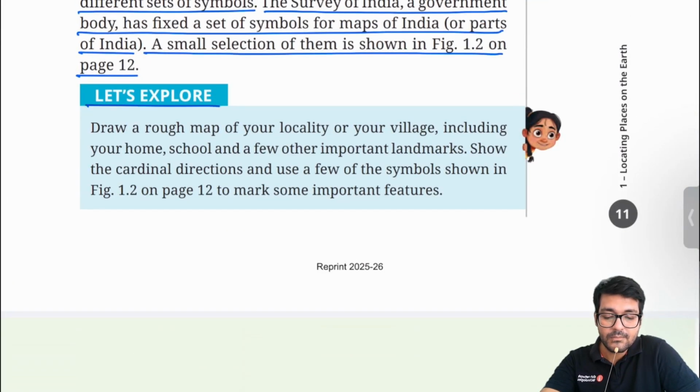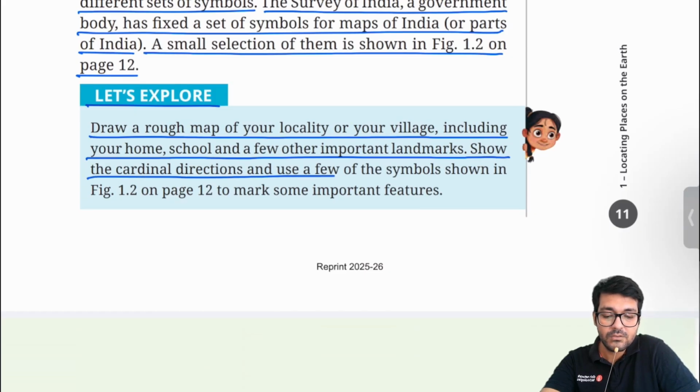Let's explore. Draw a rough map of your locality or your village, including your home, school, and a few other important landmarks. Show the cardinal directions and use a few of the symbols shown in figure 1.2 on page 12 to mark some important features.